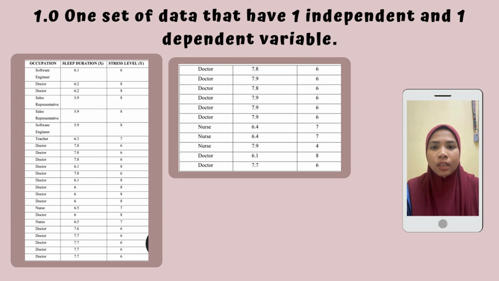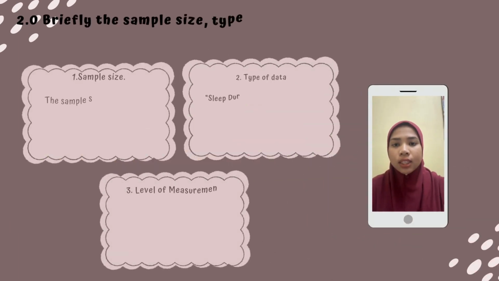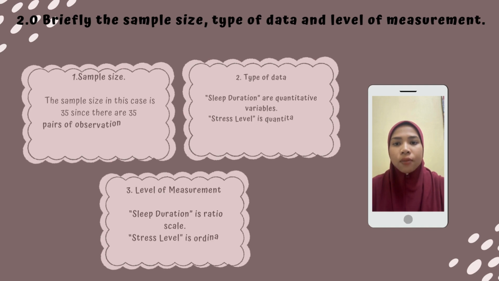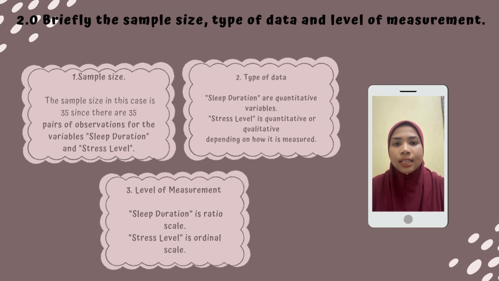This data has one independent variable and one dependent variable. The sample size is the total number of unique observations or data points gathered for a given investigation or analysis. The sample size in this case is 35 since there are 35 pairs of observations of the variables sleep duration and stress level. The data set above has two variables, which are sleep duration and stress level.